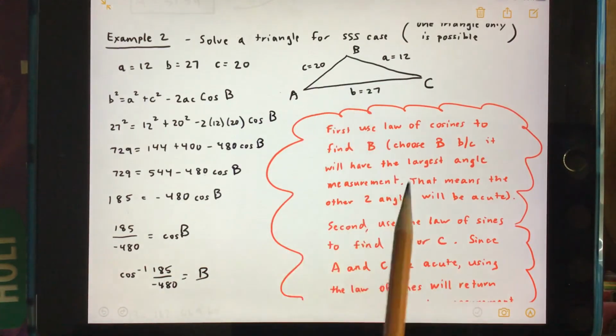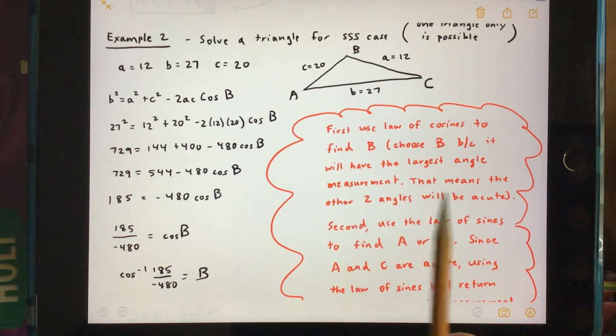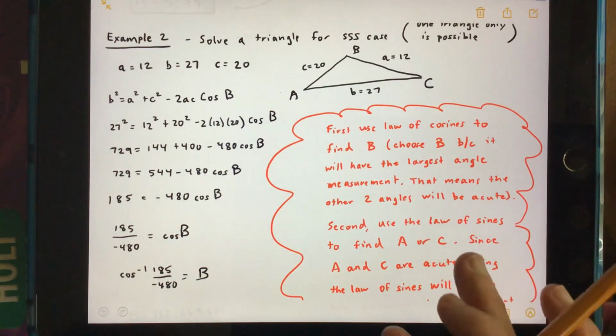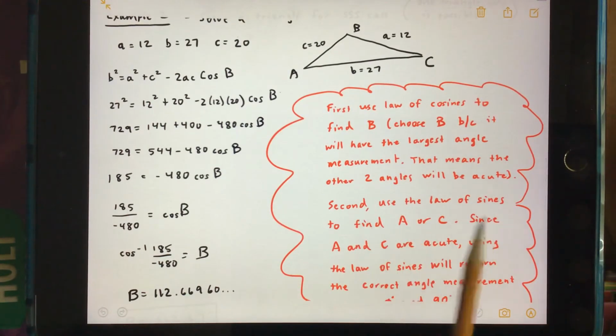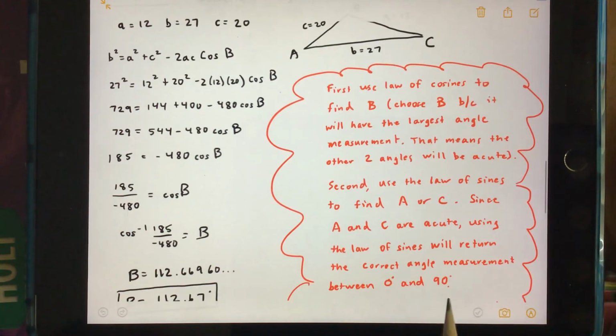We don't know any of the angles yet, but we're going to choose B because it will have the largest angle measurement. And that means the other 2 angles will be acute. Why would that be important? Well, second, we're going to use the law of sines to find either of the 2 acute angles A or C, since A and C are acute. Using the law of sines will return the correct angle measurement between 0 and 90 degrees.